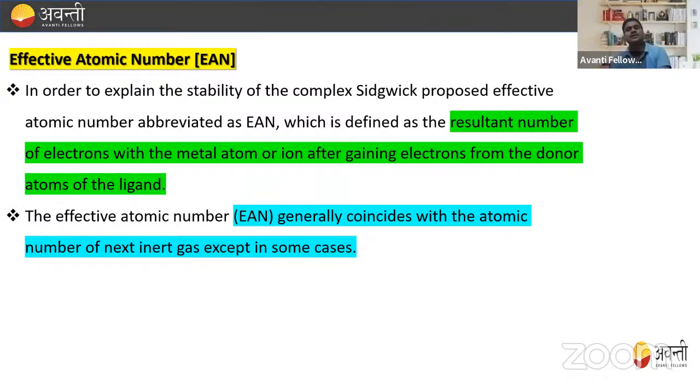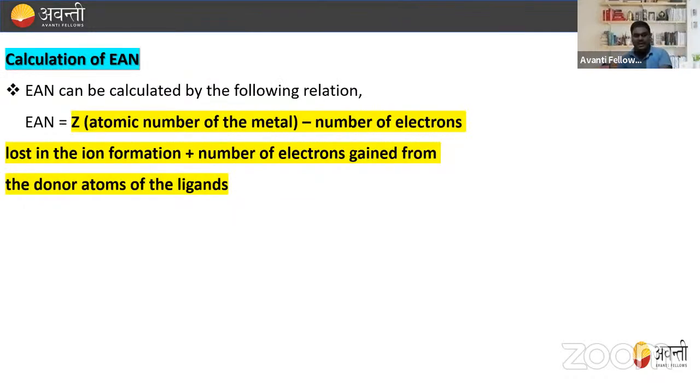The effective atomic number generally coincides with the atomic number of the next inert gas, except in some cases. So how will you calculate EAN? We can calculate EAN as the atomic number of the metal minus the number of electrons lost in the ion formation plus the number of electrons gained from the donor atom of the ligand.